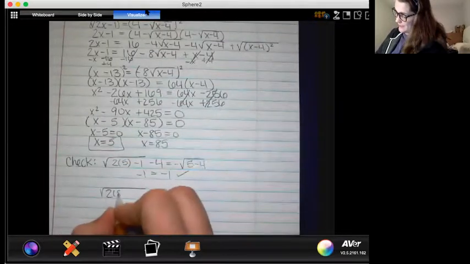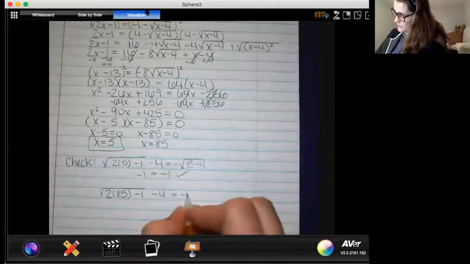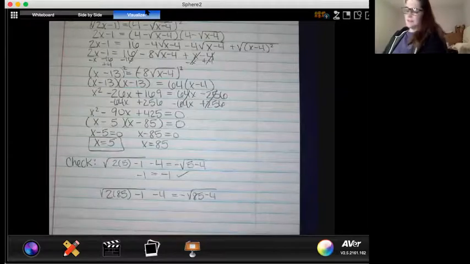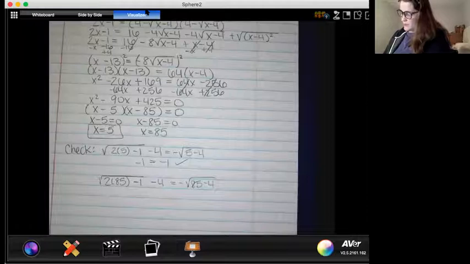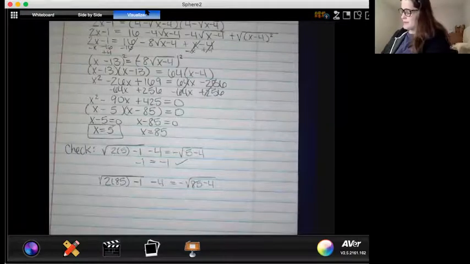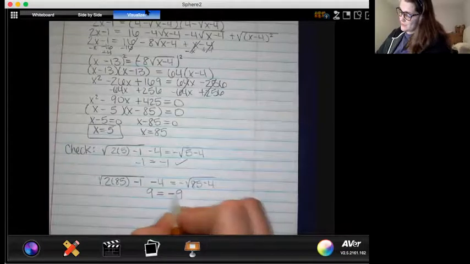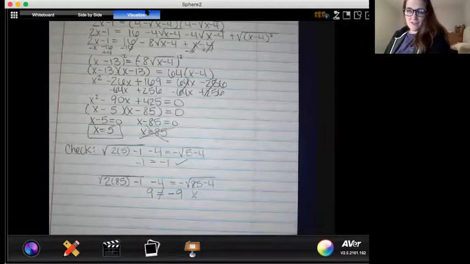2 times 85 minus 1 minus 4 equals negative square root of 85 minus 4. You could use a calculator with this one if you really wanted to, or you could do it in your head. 85 is a larger number than we've definitely been working with. And what you'll find is that you'll get 9 equals -9, which is not true. So 85 is extraneous, and 5 is our only answer.